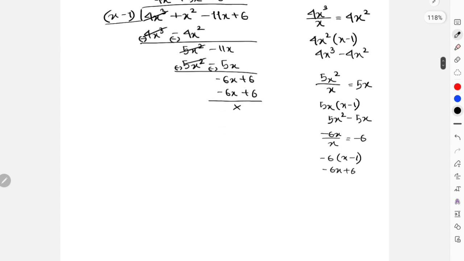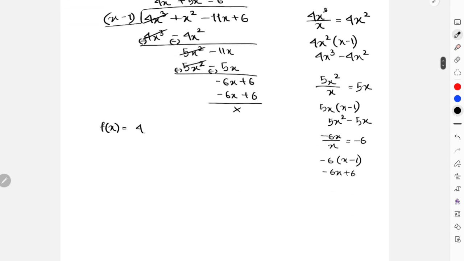From this point onward, I can write this polynomial f(x). The polynomial was 4x cube plus x square minus 11x plus 6, right? I can break this down as x minus 1 and 4x square plus 5x minus 6.